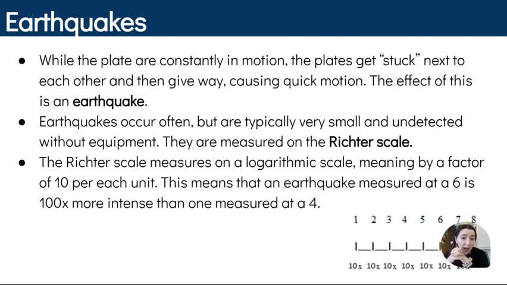So they do happen very often, and they happen more specifically along certain fault lines, which we'll talk about in a little bit. They tend to be very small and undetected without equipment, and they're measured on something called the Richter scale. So the Richter scale measures on a logarithmic scale, meaning by a factor of 10 per each unit. That means an earthquake measured at a 6 is 100 times more intense than one measured at a 4. Okay? So again, earthquakes happen when plates get stuck and they eventually release, and it causes a huge burst of energy and shaking of the physical ground.